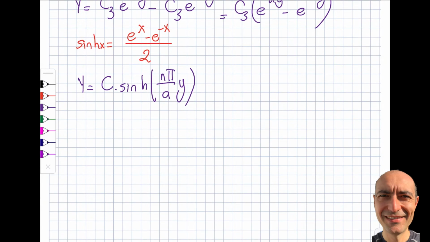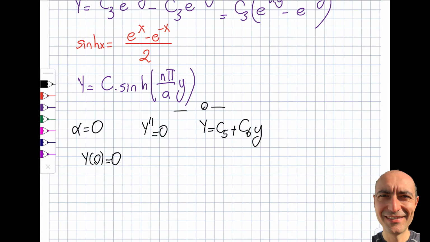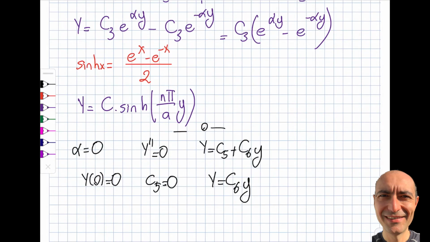Okay, so this was for the positive value, but I also have to care about when the alpha was 0, right? Or lambda was 0, right? So I get y double prime is equal to 0, so y will be equal to c5 plus c6 y. So y of 0 is equal to 0. Well, then it gives me this c5 is equal to 0. That's what I get, right? So from here I get myself y will be equal to c6 y. So now when alpha is equal to 0, right, I get this.